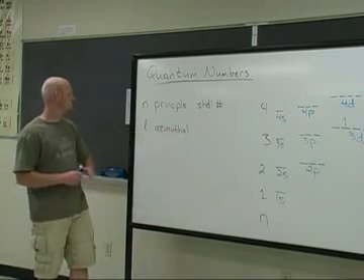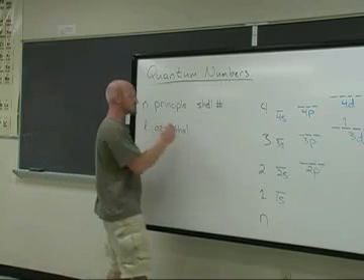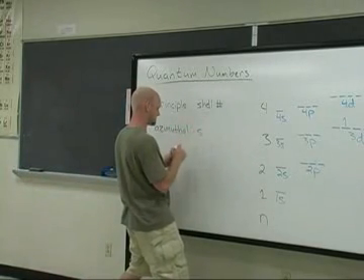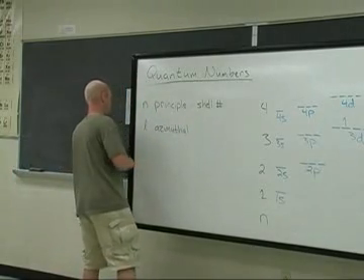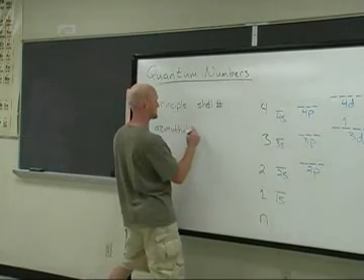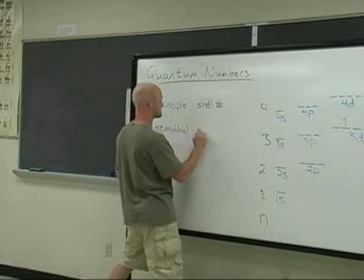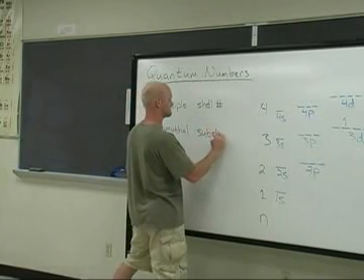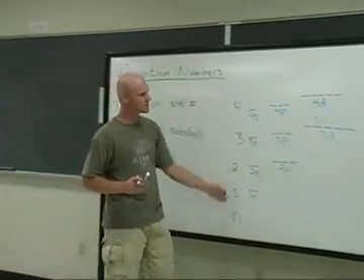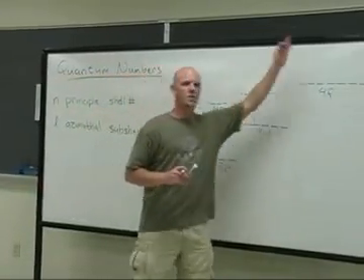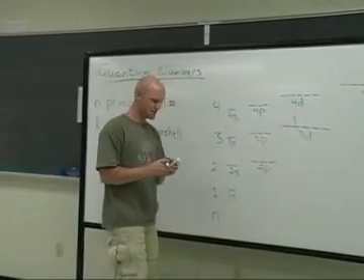But this azimuthal quantum number will tell you the subshell. So it's going to tell you if you are in an S, a P, a D, or an F subshell.